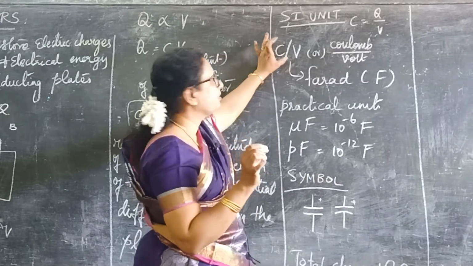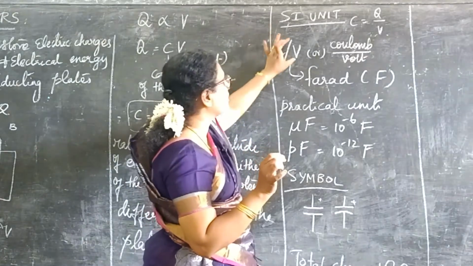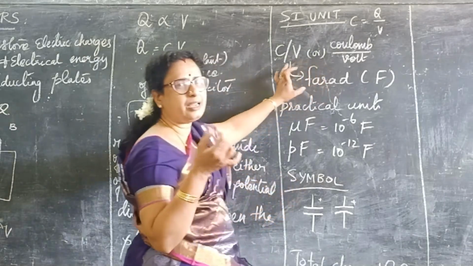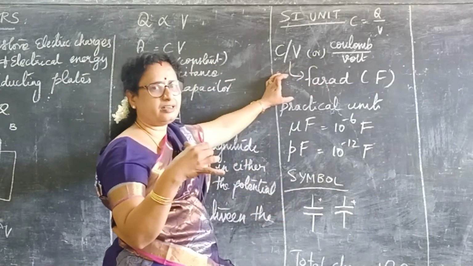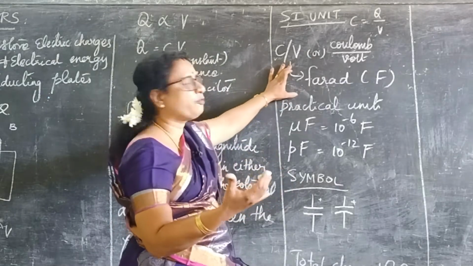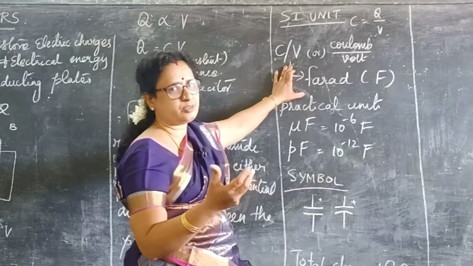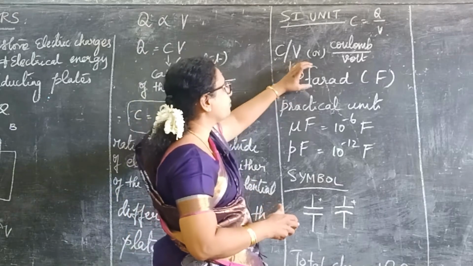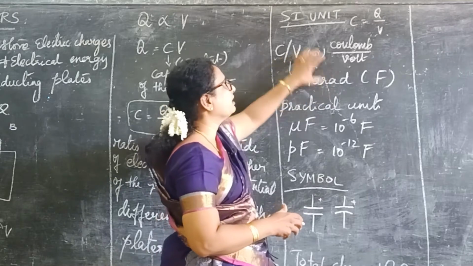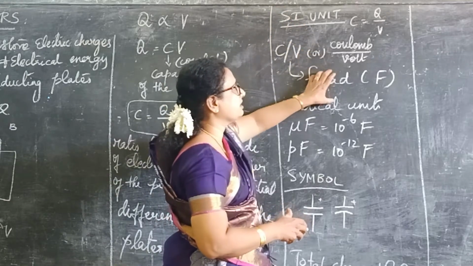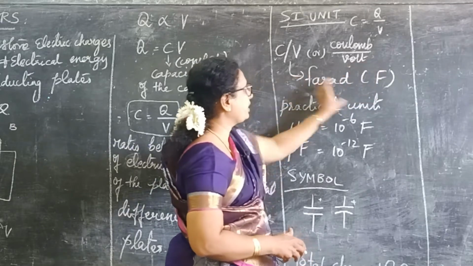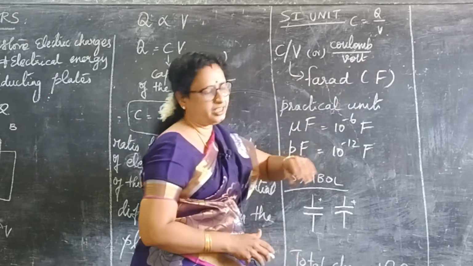So normally this is the SI unit, but we never write the unit of capacitance as C per V. This 1 coulomb per volt is taken as equivalent to farad. The unit of capacitance is named after a famous scientist, Michael Faraday. So you have to remember the SI unit of capacitance is farad. Capital F is the symbol. When you write it in full form, F-A-R-A-D, farad.